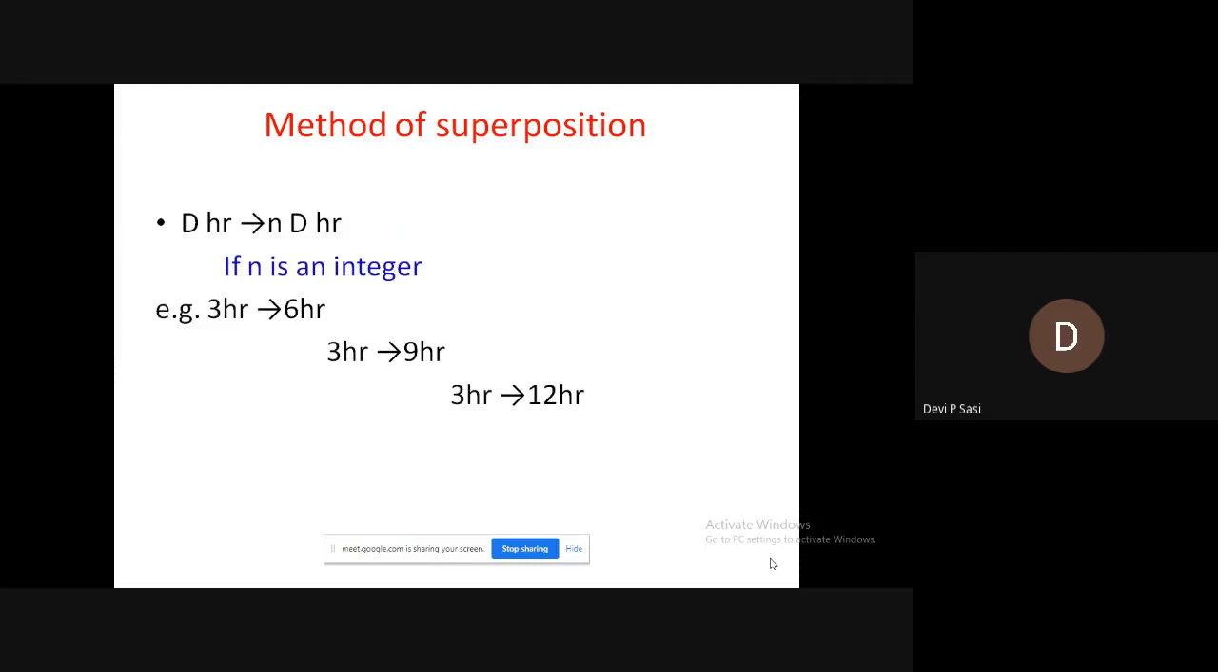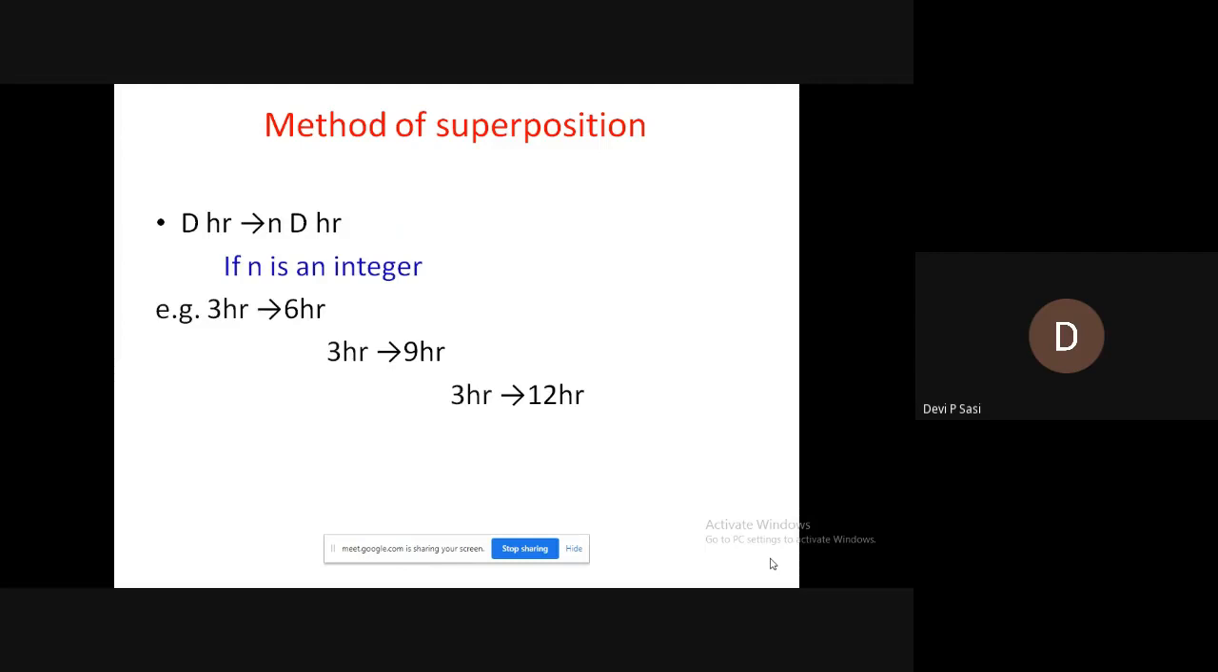But suppose we have to derive a 3-hour unit hydrograph from a 6-hour unit hydrograph. This method cannot be practiced because there n is not an integer. Therefore, we move to another method. That method is known as the S-curve method.